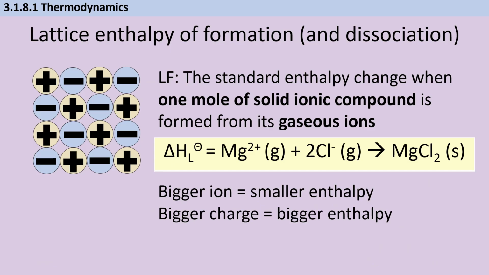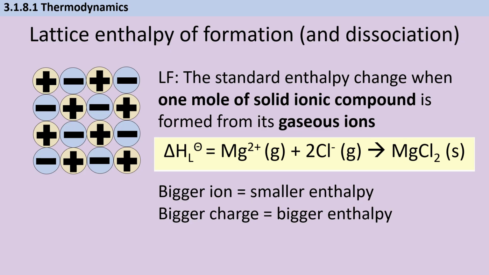Their lattice enthalpies of formation and dissociation are inverse processes of each other. So the exothermic process of lattice formation is the direct inverse of the endothermic process, and so the two enthalpy values will be the same magnitude but with different signs. Lattice formation is the standard enthalpy change when 1 mole of solid ionic compound is formed from its gaseous ions, and this is often what we're trying to work out when we construct Born-Haber cycles.